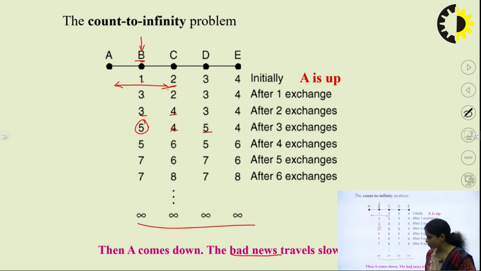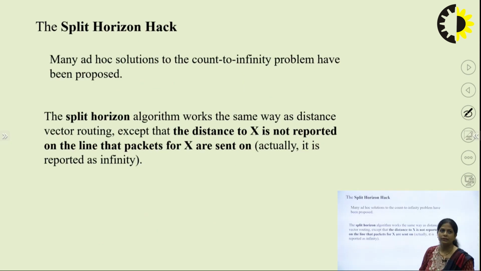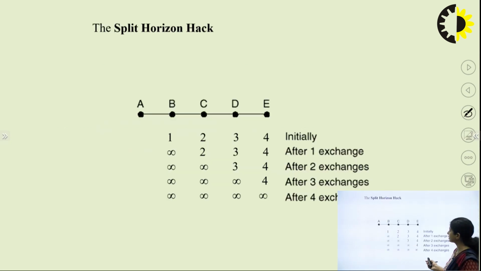As a solution, the split horizon hack was introduced. Many ad hoc solutions to the count to infinity problem have been proposed, and the split horizon algorithm works the same way as we have seen in the distance vector routing algorithm, except that the distance to X is not reported on the line that packets for X are sent. Actually, it is reported as infinity. Fine. So that is how it is working.